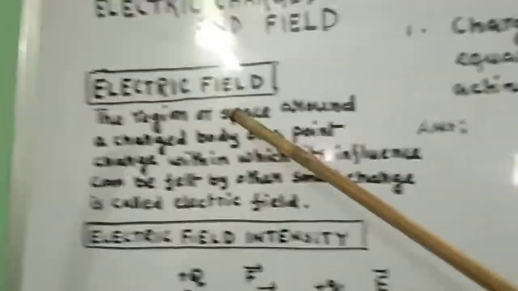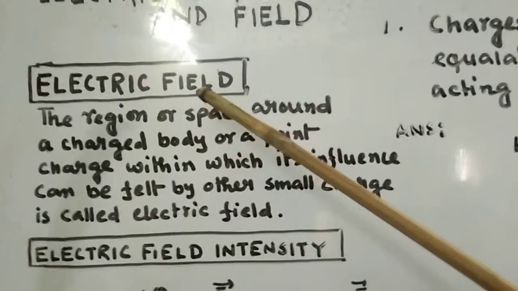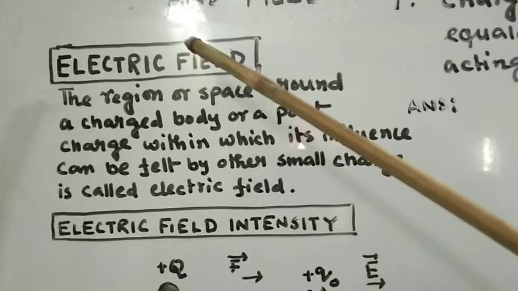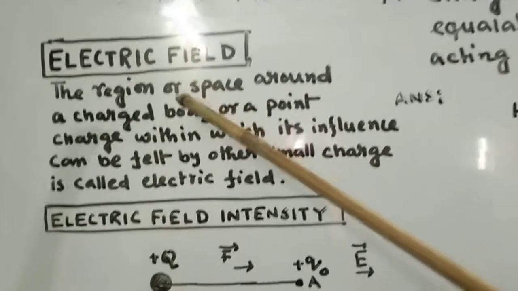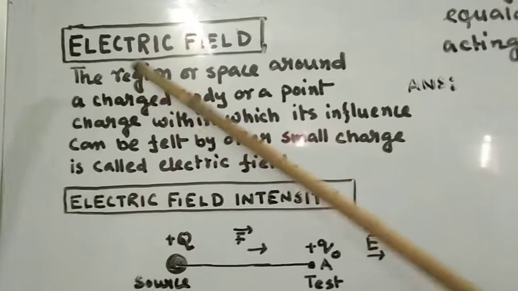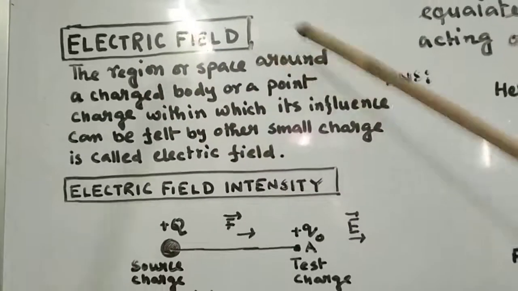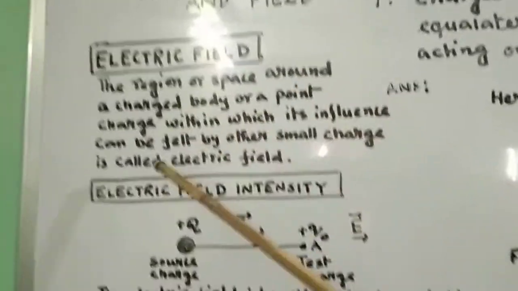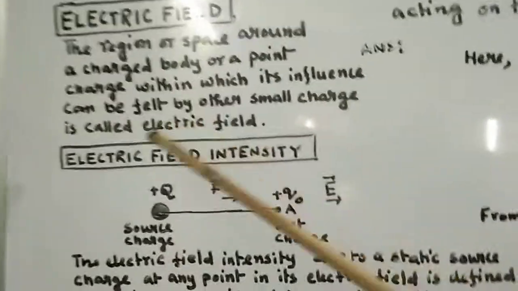Let me go to a new topic. As we discussed Coulomb's law in the previous class, today we are going to discuss the electric field. Now if you place a charge, what will happen? Some influence surrounds the charge, is it not? And that influence region is nothing but the field. So as specified in the statement, the region or space around a charged body or a point charge within which its influence can be felt by other small charges is called the electric field.